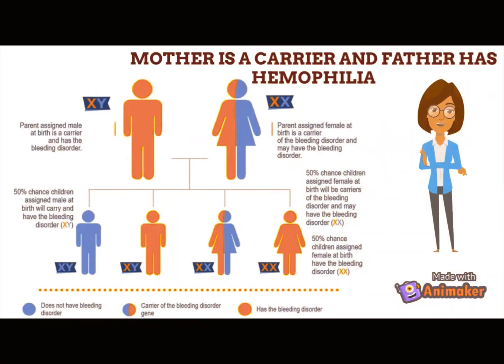If the father has haemophilia and the mother is a carrier, then there is a 50% chance that each son will have haemophilia, a 50% chance that each daughter will be a carrier of the haemophilia gene, and a 50% chance that each daughter will have haemophilia.